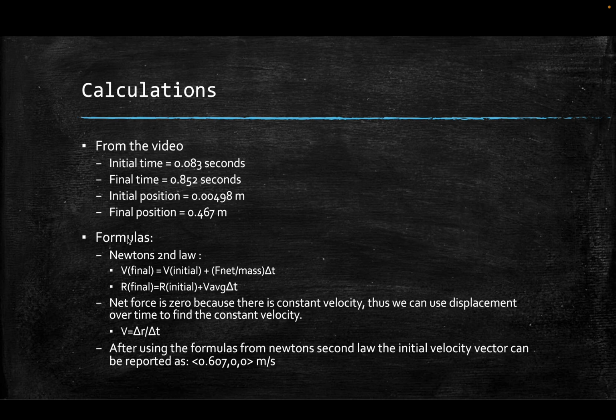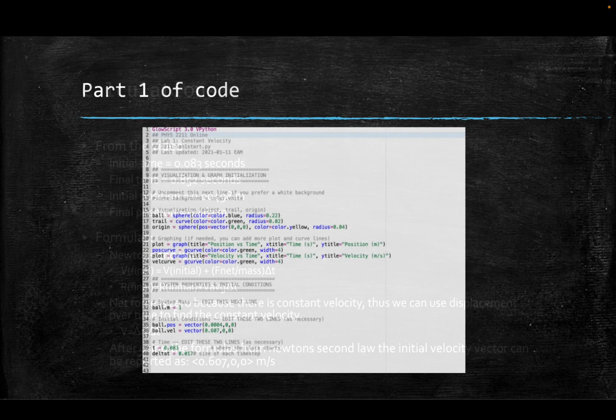So we can apply the formulas from Newton's second law, which are V final equals V initial plus F net over mass times delta t, and then also a similar equation for position. And because our net force is zero and there's constant velocity, we can use displacement over time to find this constant velocity. So after using the data that we found, the initial velocity can be reported as 0.607 meters per second in the x direction, while the other vectors are 0, because there's no motion in those directions.